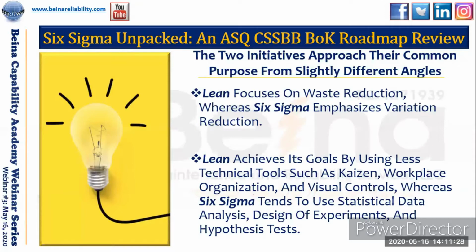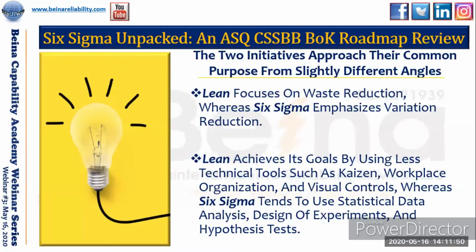So in Lean, we're looking at the process, you're looking at what activities are not adding value to the system that you can remove. While in Six Sigma, you're looking at the capability or the ability of the process to deliver with minimum variation. So Six Sigma is variation reduction, while Lean is looking at waste reduction.